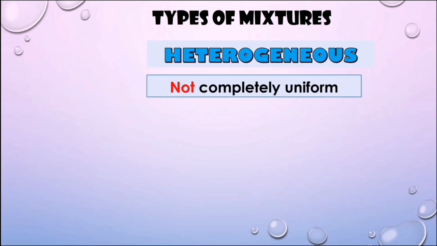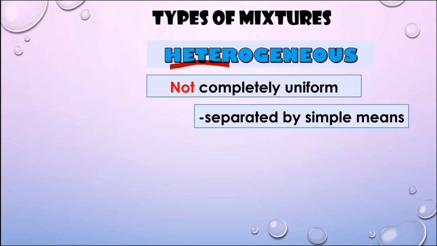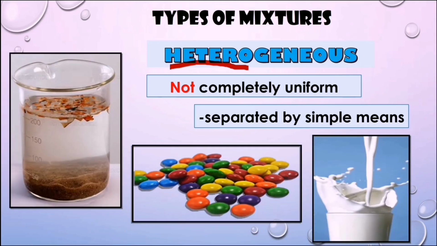While heterogeneous mixtures are mixtures that are not completely uniform. So, you can identify where the substances that you mixed are. For example, the crayons, they have different colors. When you mix them together, you can still identify the colors, right? The red, blue, yellow, white, and green, you can separate them. So, heterogeneous mixtures can be separated by simple means.